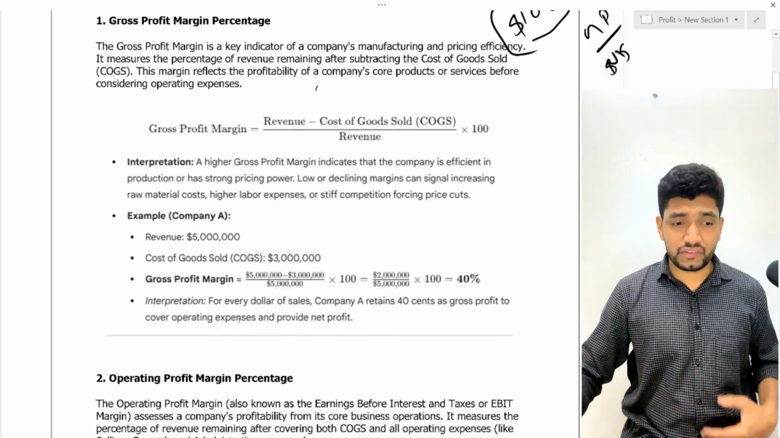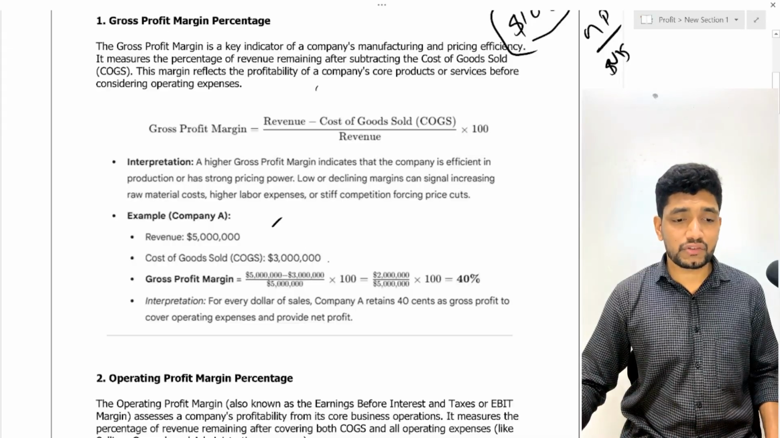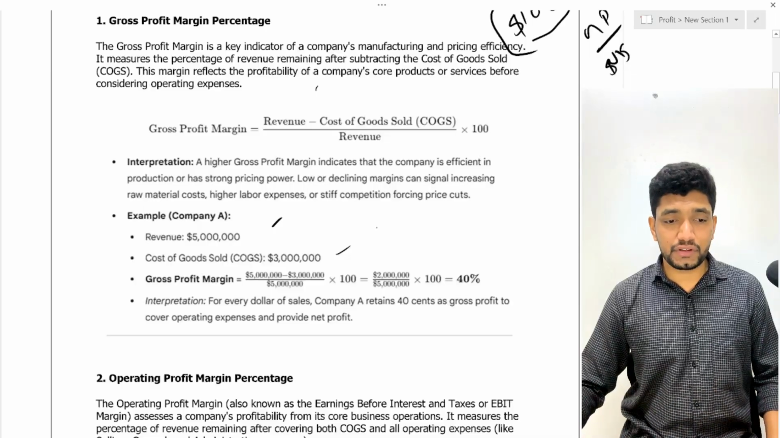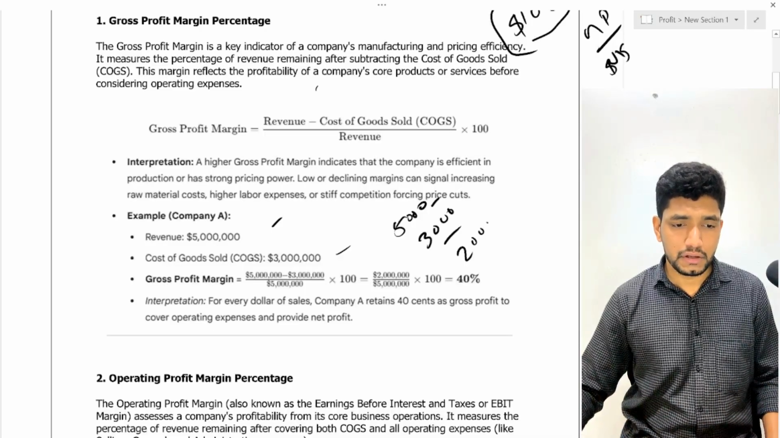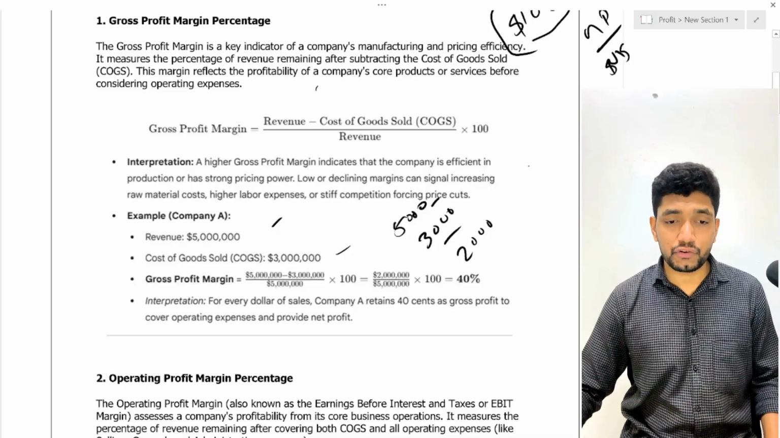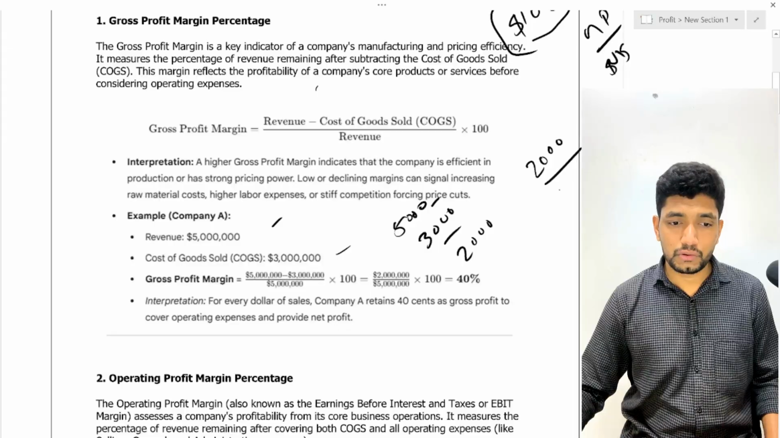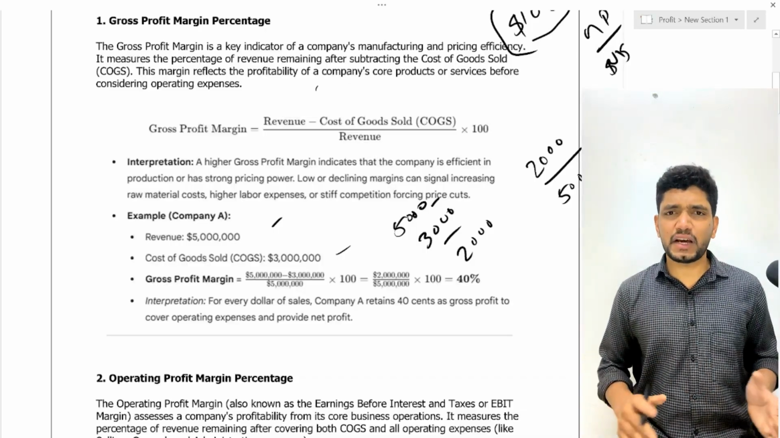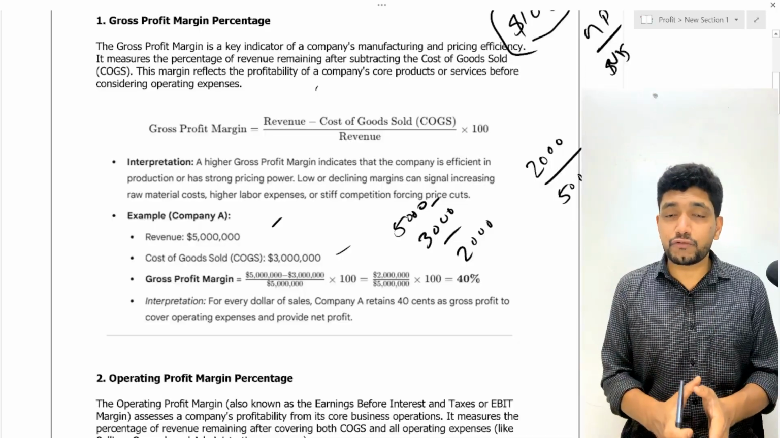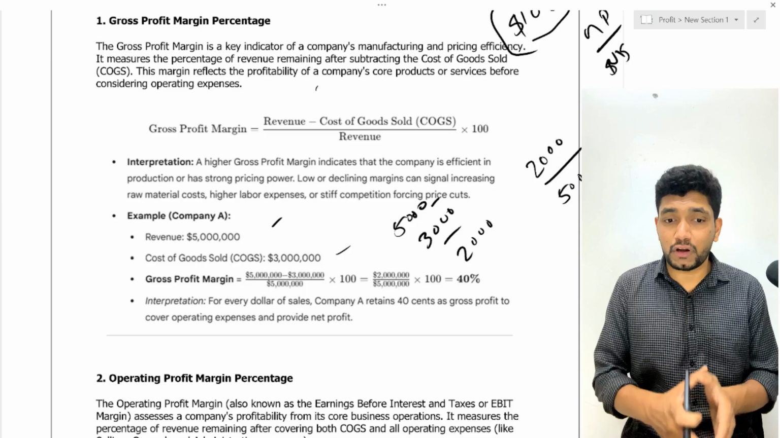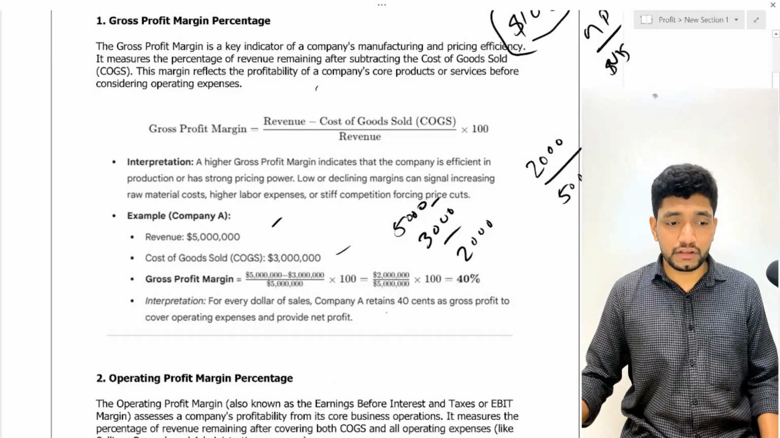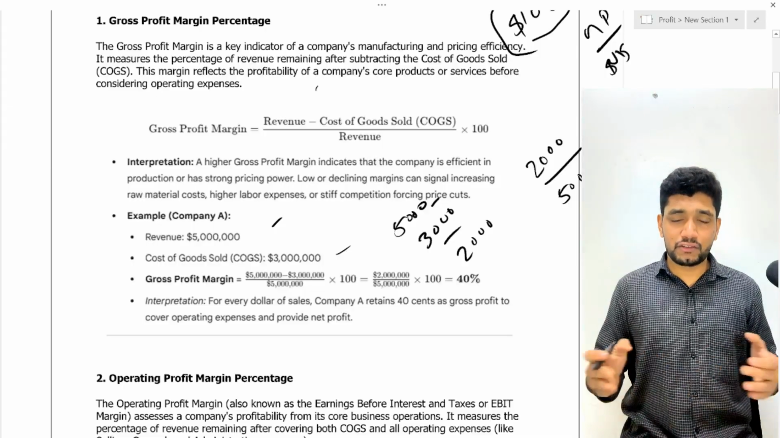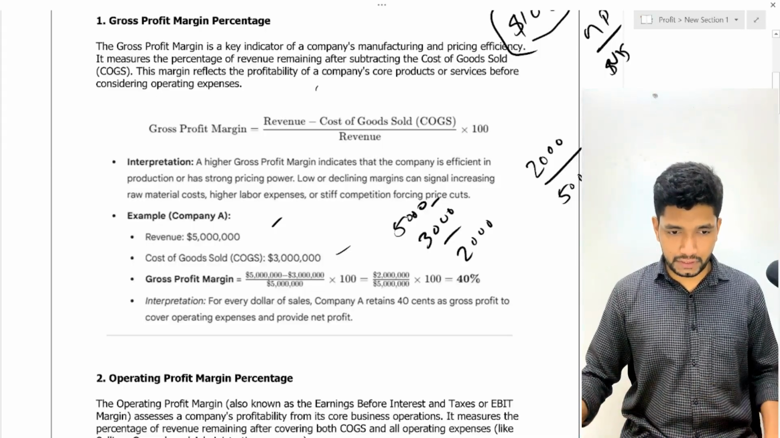Let's look into this example. In this example, the revenue is 5 million and the cost of goods sold is 3 million. So in this case, the gross profit is obviously 5 million minus 3 million, that is 2 million. So the gross profit margin or GP ratio is 2 million divided by 5 million, that is 40%. So it indicates that for every $1 of sales, the company retains 40% as gross profit, which can be used to cover its operating expenses and to provide net profit.